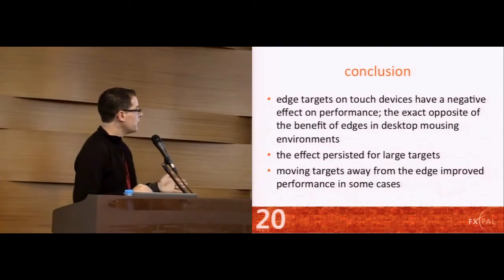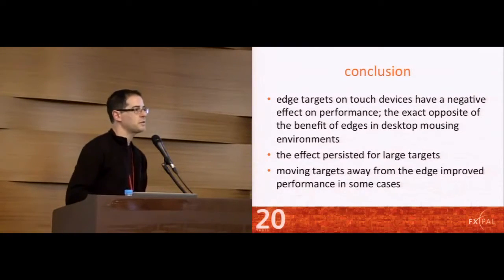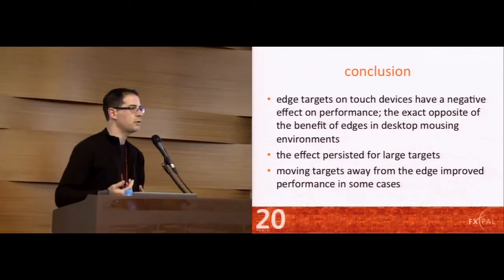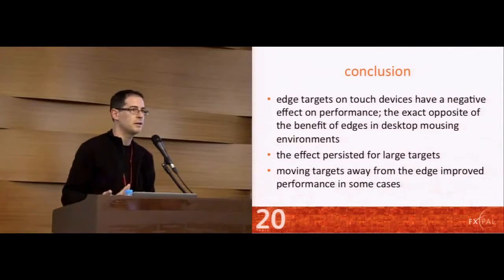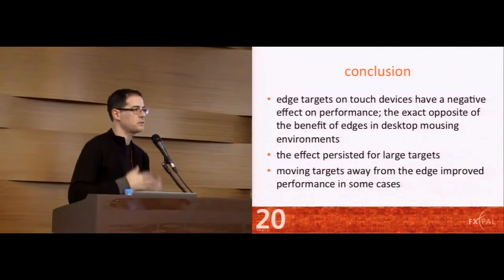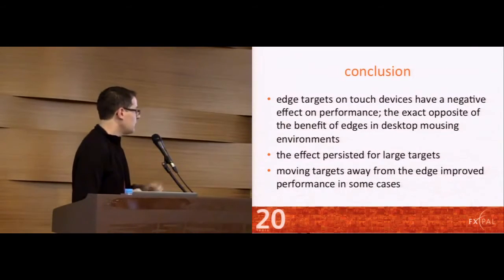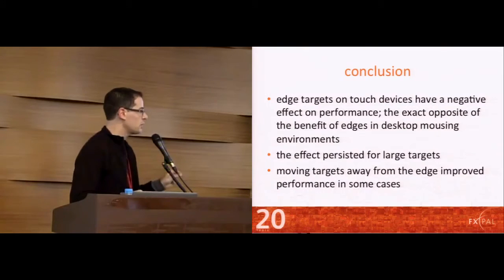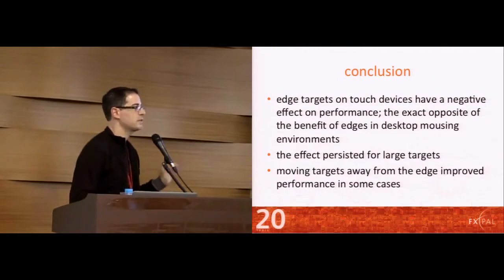So to conclude, edge targets on touch devices have a negative effect on performance, and it's exactly the opposite effect that edge targets have in a desktop mousing environment. So if you're going to have an operating system that is designed for a mousing environment run on a tablet, these things that you thought would be extremely efficient for users might now become the least efficient. We saw that the effect persisted for large targets, which was surprising, but that moving targets away from the edge improved performance in some cases.